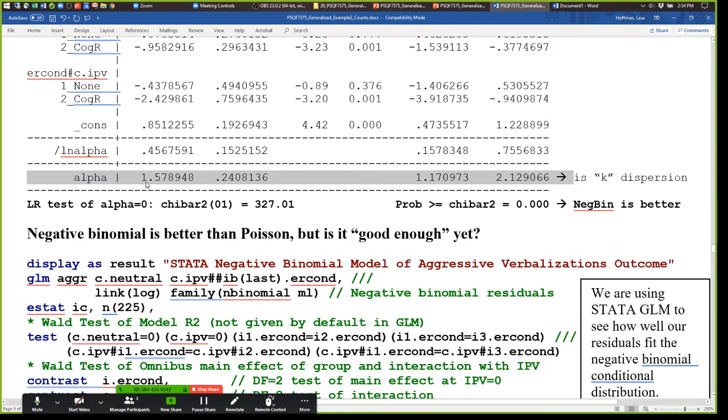In Poisson, this alpha thing, this k stretchy factor, would be 0. It's not 0. It's 1.6. And 1.6 is not 0. Chi-square of 327.